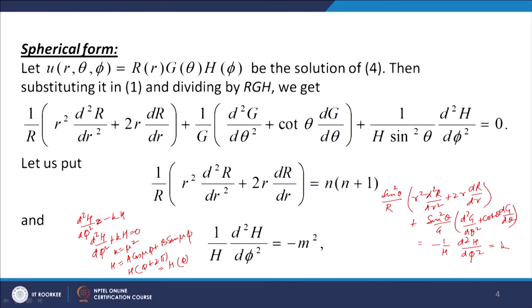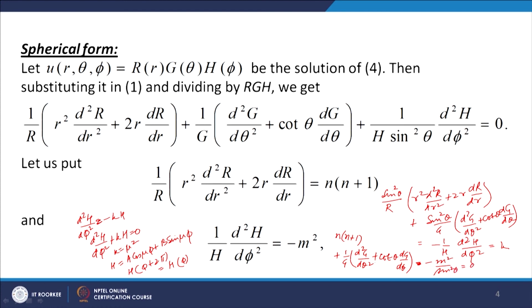Why do we take it as n into n plus 1? It will become clear later on. So, we will have 1 over r squared d squared R over dr squared plus 2r dR over dr equal to n into n plus 1, plus 1 over G d squared G over d theta squared plus cot theta dG over d theta, and for 1 over H d squared H over d phi squared we have written minus m squared, so we will have minus m squared over sin squared theta equal to 0.